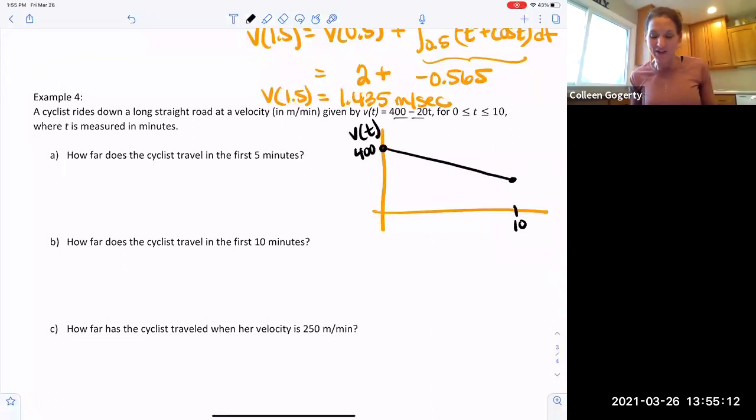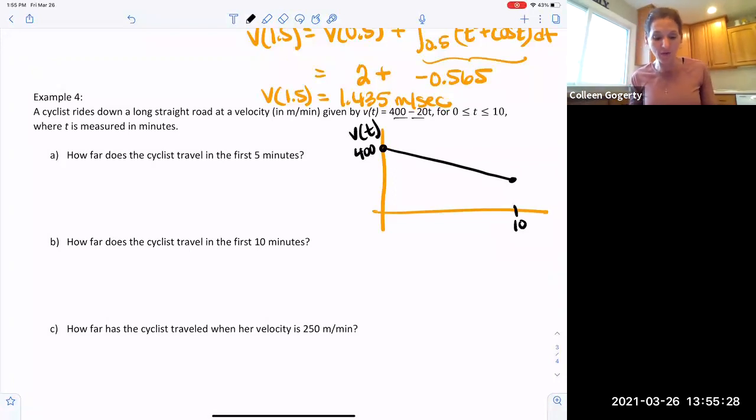All right, so here's our velocity equation. What's really important to note is that it never went negative. So that would mean that this cyclist is just riding east or riding north one way or the other, has not turned around and gone back at all.